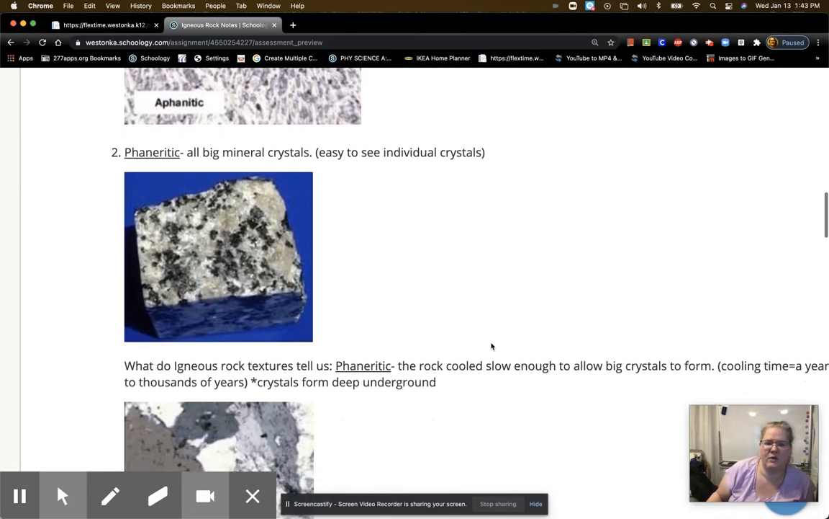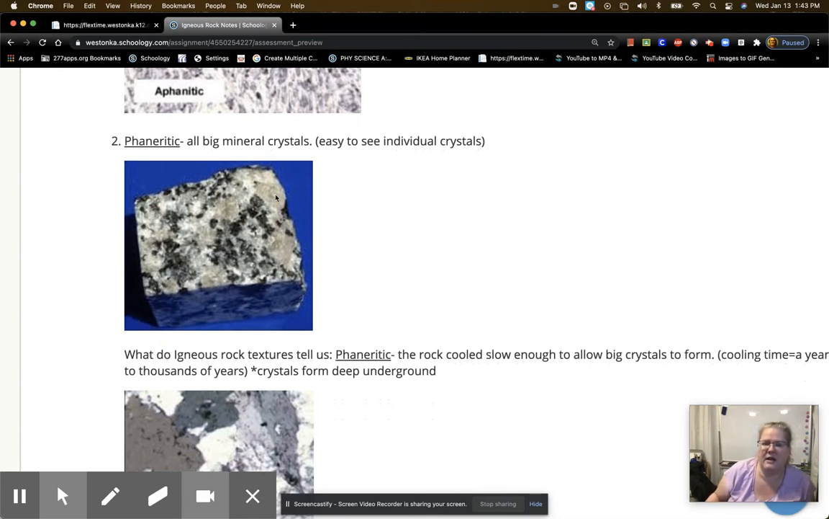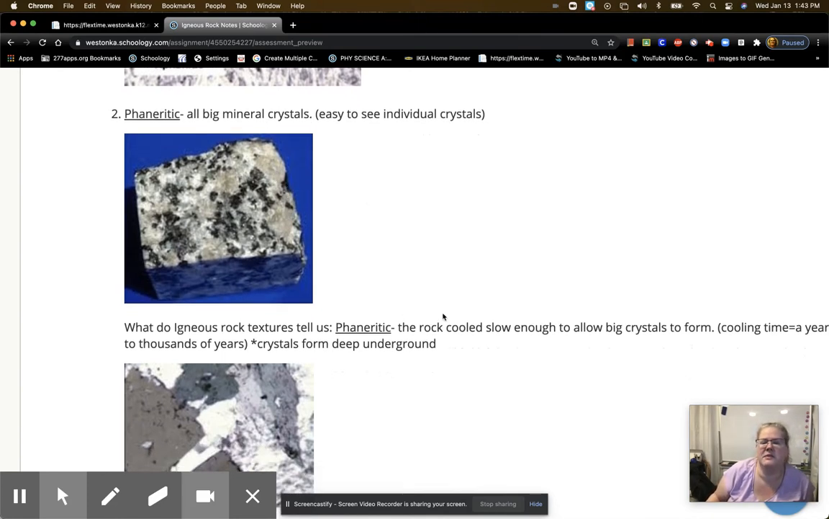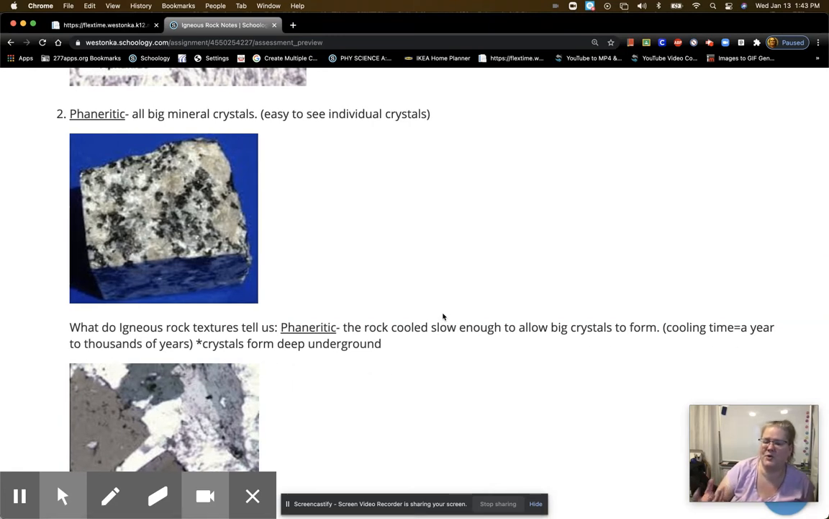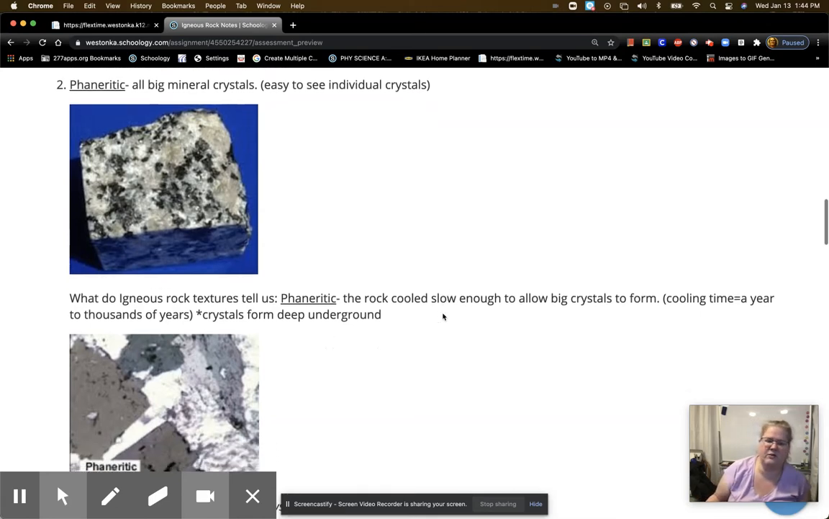Whereas a phaneritic rock, igneous rock, has big crystals. And this means the cooling happens slow enough to allow these big crystals to form. We're talking cooling time of years to thousands of years, depending on how big the crystals are. And this is only going to occur deep underground where there's still enough heat to keep it melted for thousands of years, but cool enough to allow crystals to start to grow. So aphanitic, small crystals, alphabetically comes first. Phaneritic, big crystals, bigger crystals, comes later in the alphabet, if that helps you.